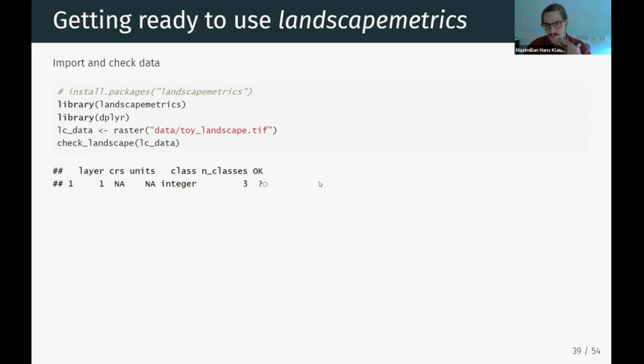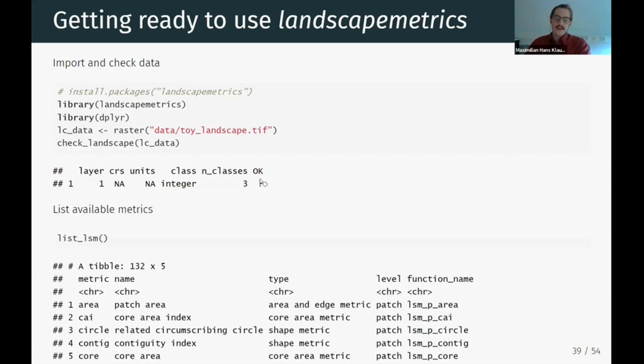If the landscape had been fine, there would be a tick mark, and there could also be a cross, for example, if some of these tests do not fulfill the basic requirements of the package. So this is most of the time the first function you want to run on all landscapes that you want to analyze. In the next step, there is the list_lsm function, which stands for list landscape metrics. This function allows you to list all available metrics from the package.